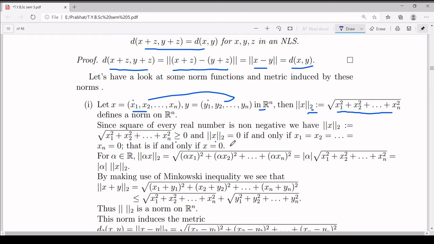So the first condition we have now proved. Now for the second condition, you take an alpha in R. Now norm of alpha x will be the square root of (alpha x1) square plus (alpha x2) square plus ... plus (alpha xn) square.